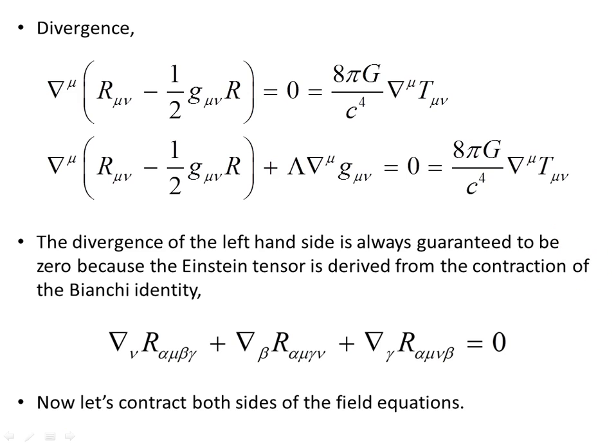Now, the divergence of the left-hand side is always guaranteed to be 0 because the Einstein tensor is derived from the contraction of the Bianchi identity. This is the Bianchi identity here, and that's all in a separate video, so I won't go into it here.